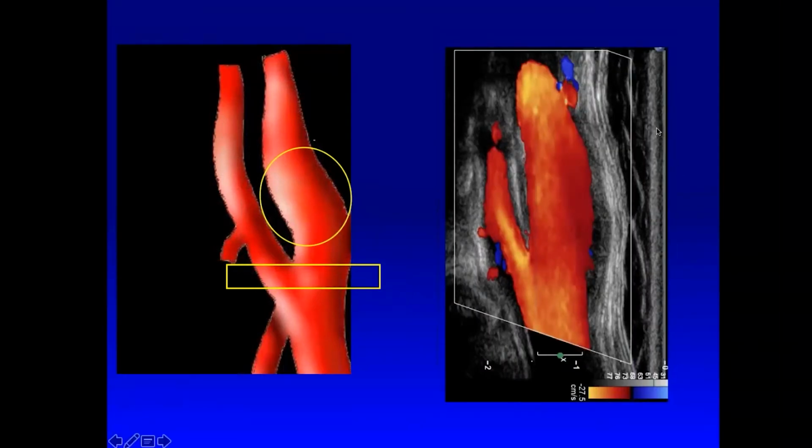In this diagram here, I want to show you where the bifurcation is located and where the bulb is located. Normally, the bulb is the proximal third of the internal carotid artery. And here we have now a real color Doppler image. And with the arrows, we will demonstrate where these structures are located. And for this lecture, we will be focused on the internal carotid artery.